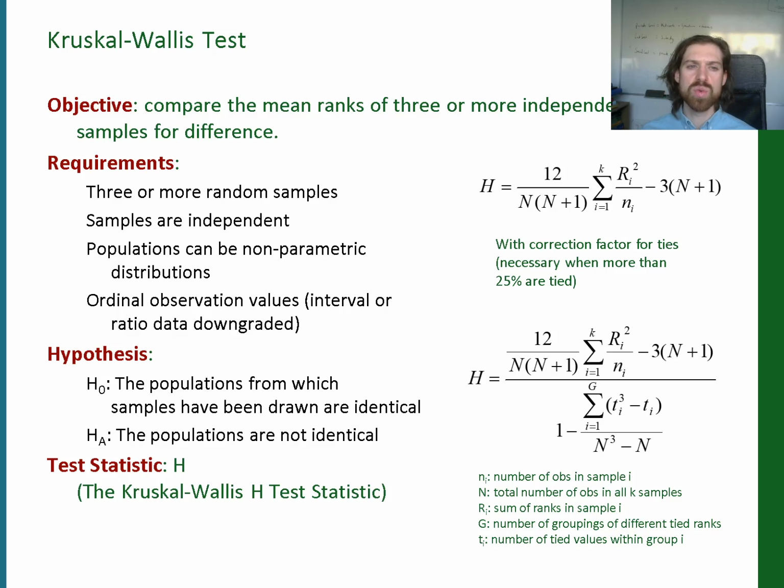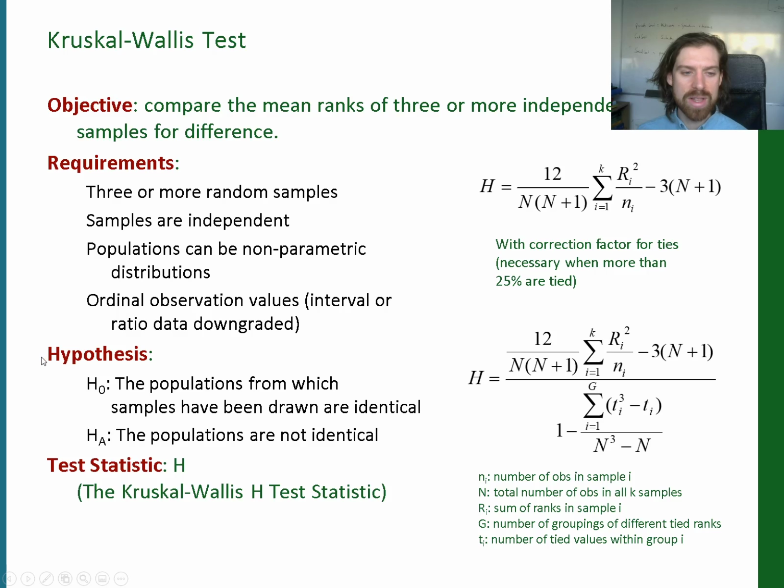So what are we going to do with the Kruskal-Wallis test? Well, we're going to be comparing the mean ranks of 3 or more independent random samples for difference. Those assumptions I just mentioned focus on the fact that we do have 3 or more random samples. The samples are independent, so we don't have correlated errors between them. The populations can be non-parametric, and the data are essentially ordinal observations, so that may be downgraded data.